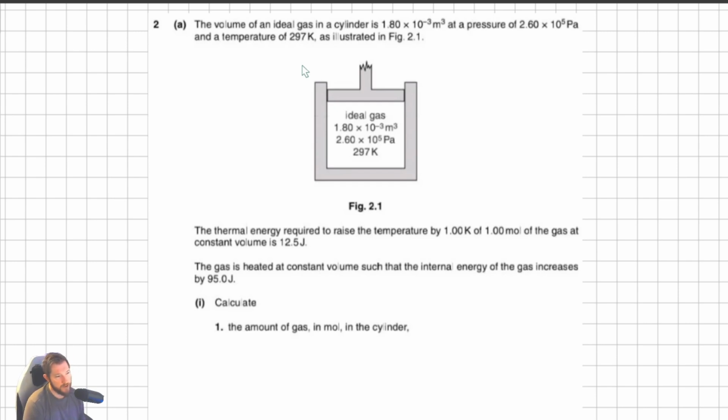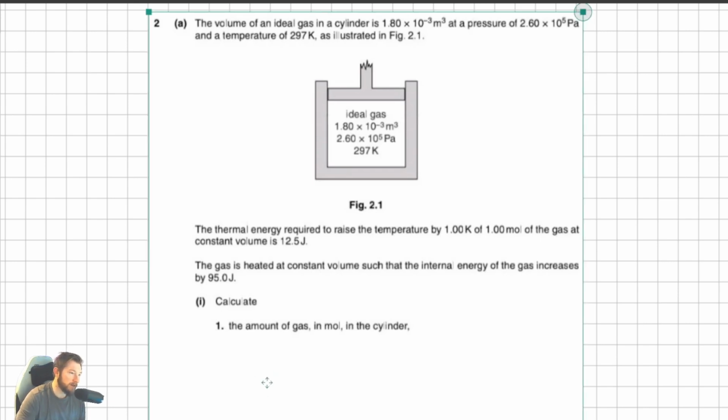The thermal energy required to raise the temperature by 1 Kelvin of 1 mole of the gas at constant volume is 12.5 joules. Okay, so that's giving us an amount of energy per mole. That's going to be important. The gas is heated at a constant volume such that the internal energy of the gas increases by 95 joules. Okay, and then it says calculate the amount of gas in moles in the cylinder.